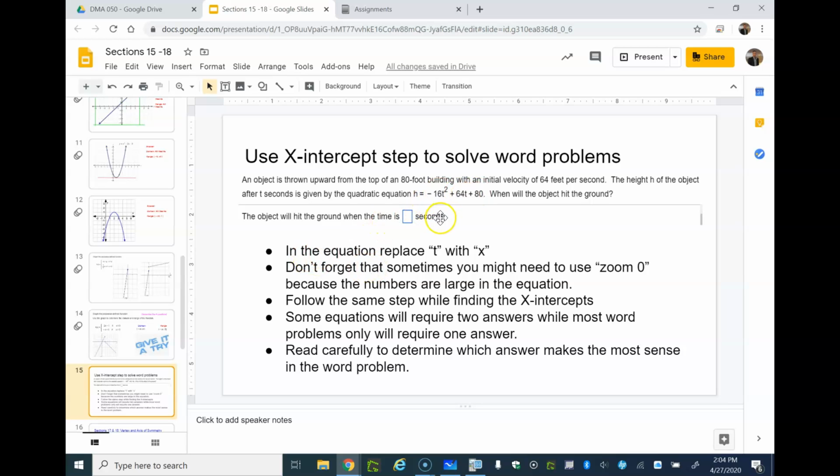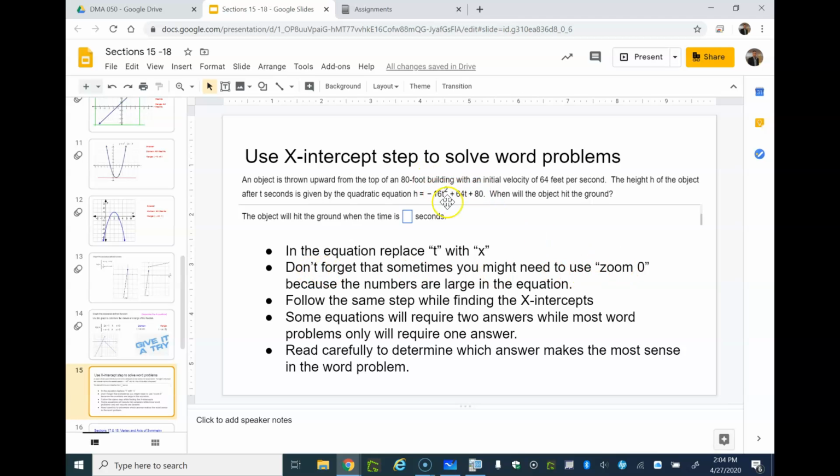So here's our equation. Instead of t, we're going to put x in our calculator, because the calculator won't recognize t. So we have negative 16x squared plus 64x plus 80. And we're going to put that in the calculator.